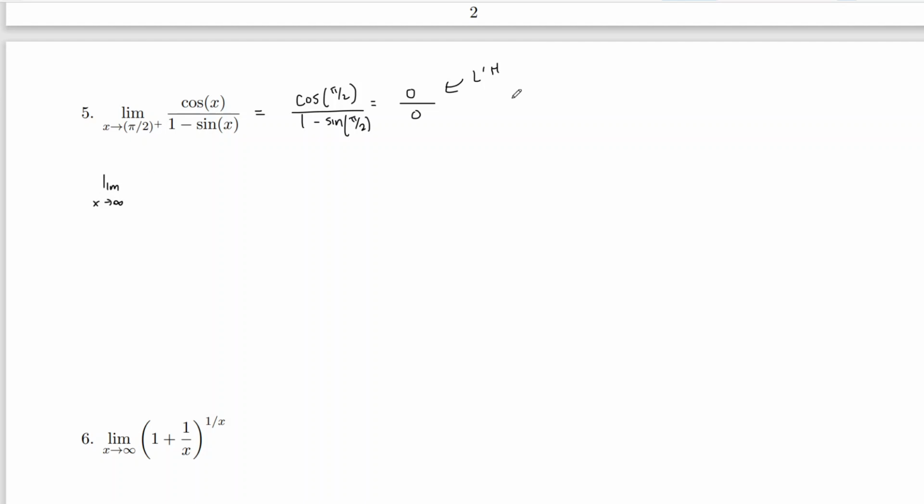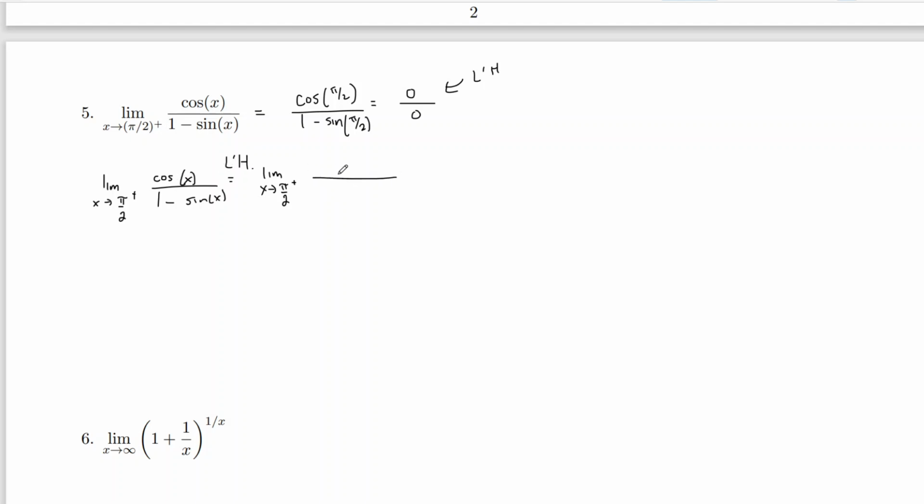Now, like I mentioned, oops, it's not to infinity, out of habit because we do this so much with L'Hopital's rule. But like I mentioned before, when you do a one-sided limit, L'Hopital's rule, everything is the same. So we've got our original cosine of x over 1 minus sine of x, and we do the limit as x goes to, sorry, I keep wanting to say infinity, but it's pi over 2 from the right. And then L'Hopital's rule tells us do the derivatives.